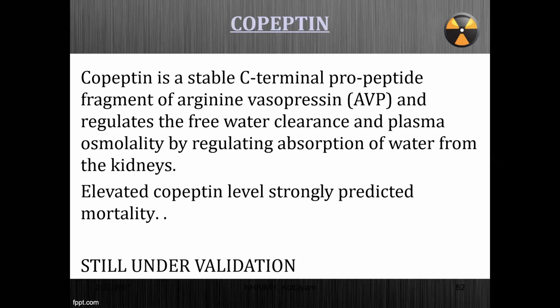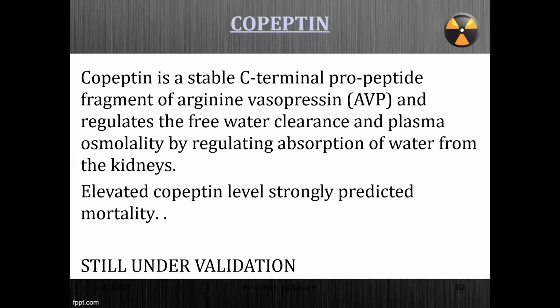Next is copeptin. Copeptin is a stable terminal fragment of arginine vasopressin and regulates free water clearance and plasma osmolality by regulating absorption of water from the kidneys. Elevated copeptin levels strongly predict the mortality of a patient. It is not usually done because it is still under validation and consideration. It is not yet finalized.